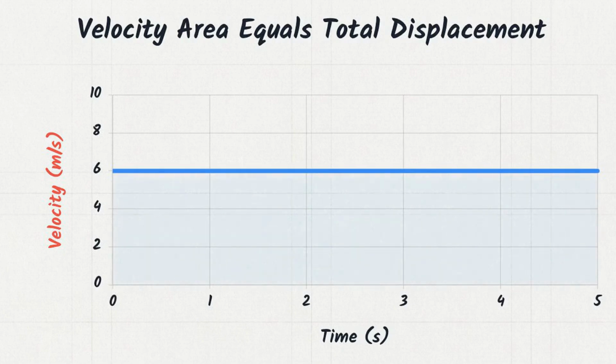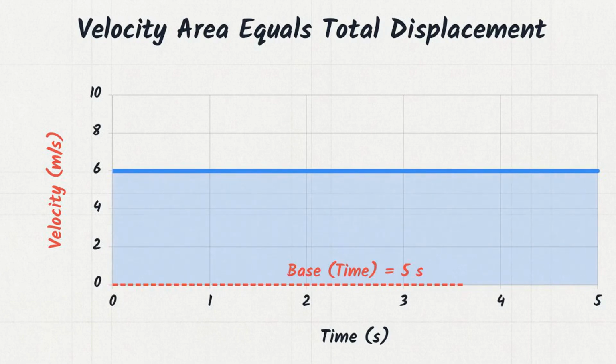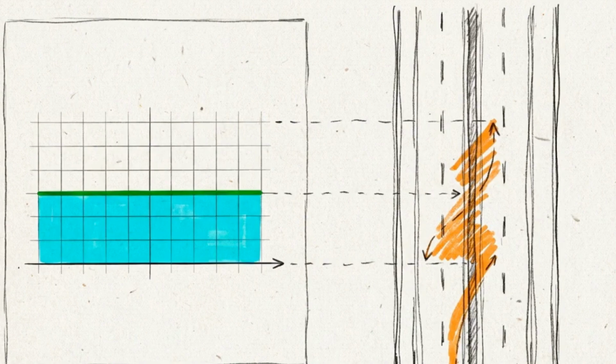We can find the car's displacement by calculating the total area underneath this line. For this shaded rectangular block, we simply look at the dimensions. The base is the time elapsed, and the height corresponds to the velocity. Multiplying these gives total displacement. Calculating a geometric area on your screen directly translates to the exact measurable distance traveled on the road.